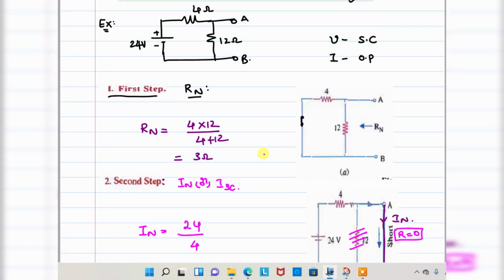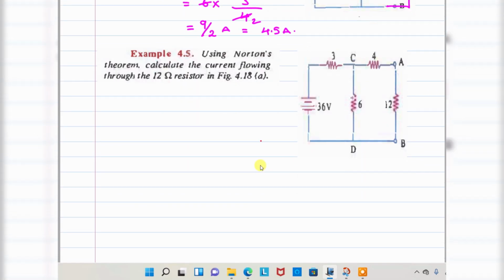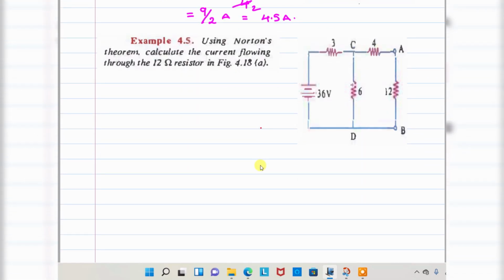I hope that everyone is enjoying the class. We continue further with the help of the next example. Using Norton's theorem, calculate the current flowing through the 12 ohm resistance.